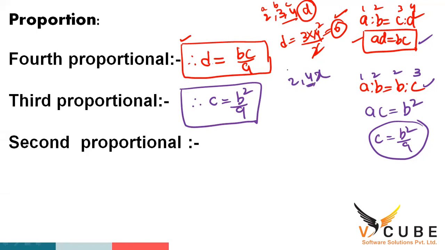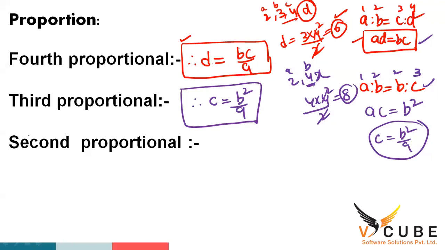So B square is how much here? For example, A, B: 4 into 4 by 2. 2 1s are 2, 2 2s are 4, 2 4s are 8. That is the third proportion. Third proportion value is how much, guys? 8. Clear to all of you? Yes, sir. Okay, so third proportion formula, just remember, guys: C is equal to B square by A.